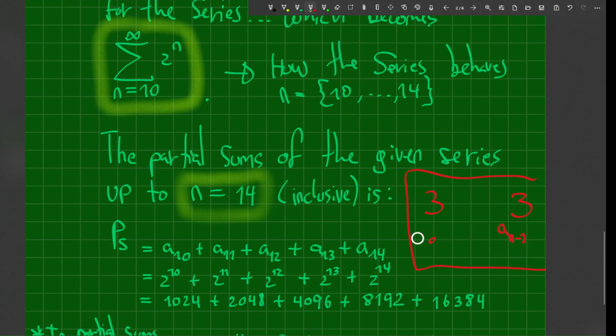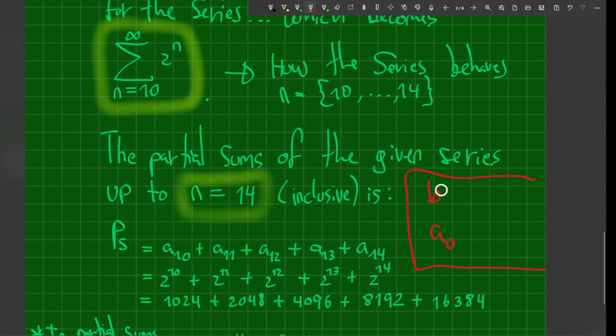Then, let me take these out of the way. So those were the first 3. Then the last 3 will be a of n minus 2, a of n minus 1, and then a of n. And these are the last terms of the partial sum. The beginning terms, and just to reiterate, the beginning three are A0, A1, and A2.